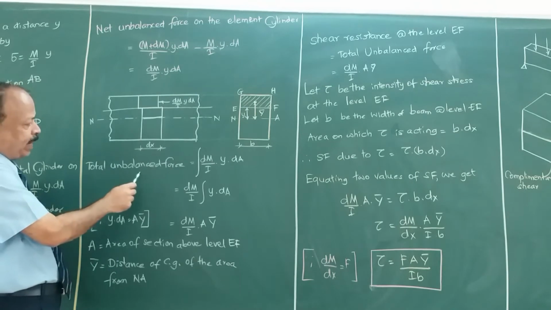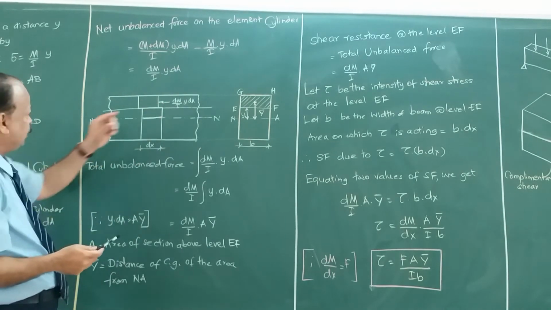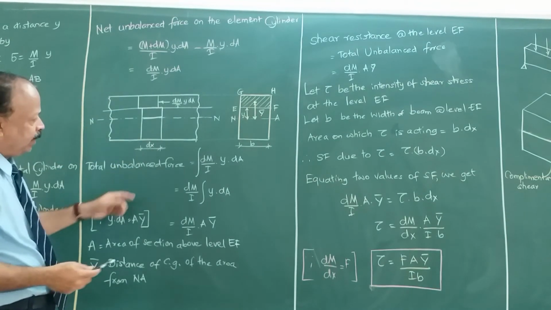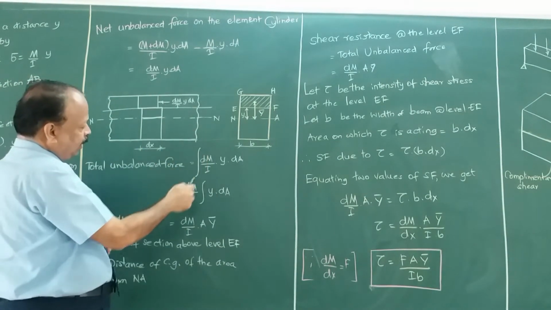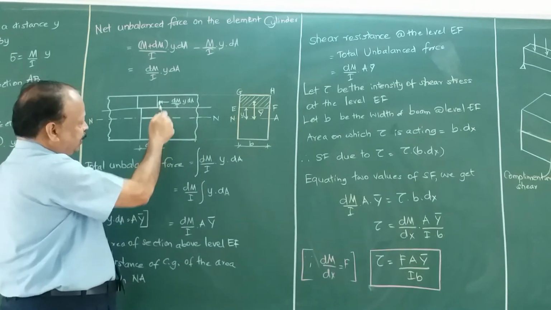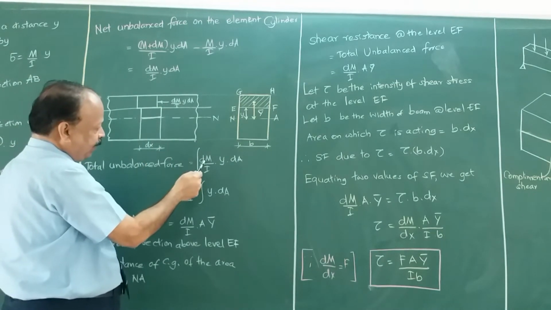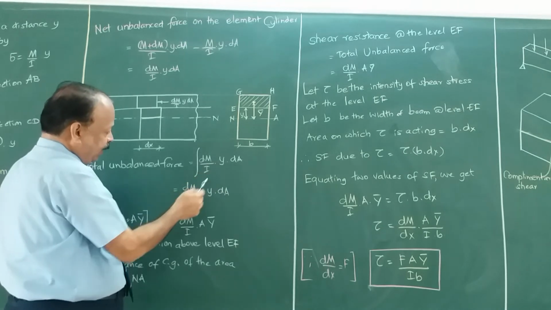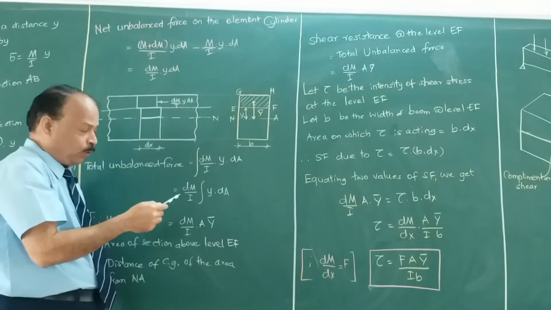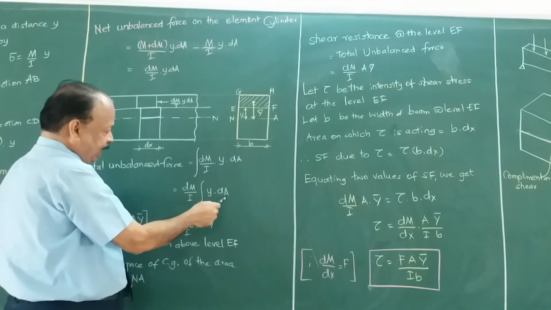This is the total unbalanced force; I have taken only a small element of the cylinder. If I take the full area, you have to integrate all such unbalanced forces. So integration over the depth will give dM by I into y into dA. dM is constant, I is constant for a particular loading, and then y dA.